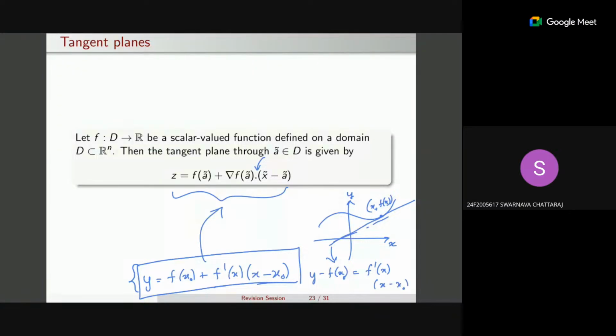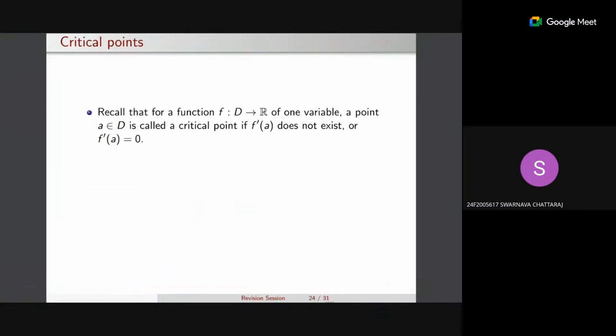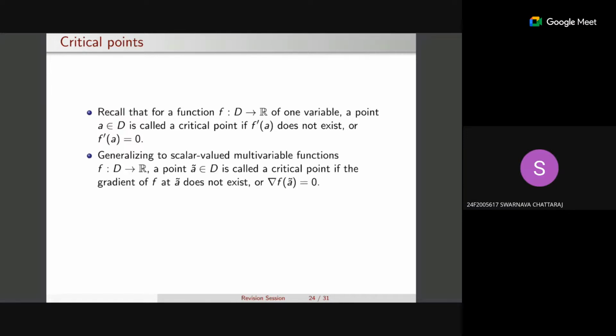Maybe we'll take one common problem for all of these things a little bit later. But in 10 minutes, we have to finish critical points. So once again, model space, one variable calculus. Critical points are points where the derivative does not exist or is equal to 0.